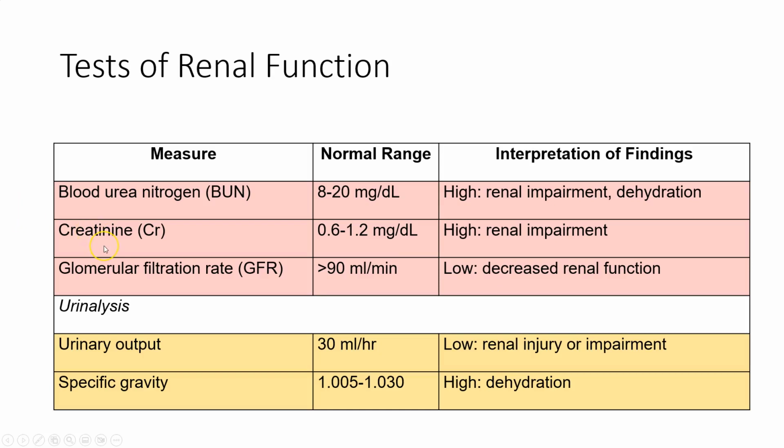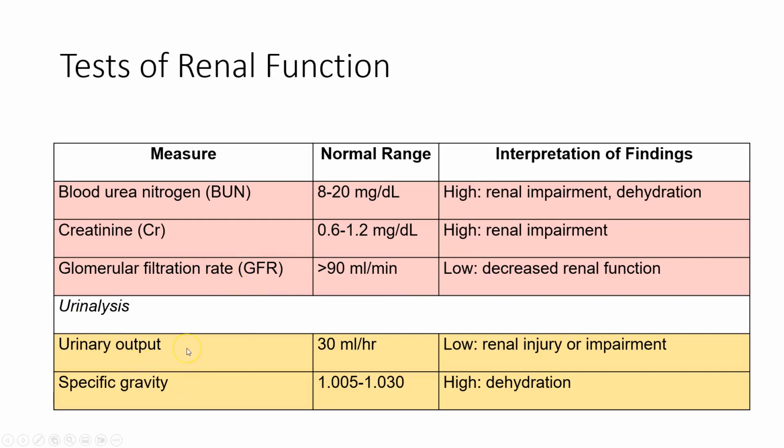We also look at the creatinine. Creatinine is a good indicator of renal impairment when it's high. We also look at the glomerular filtration rate. That's the volume of blood filtered through the glomerulus every minute. A normal glomerular filtration rate is around 90 milliliters per minute. And when that's low, that could indicate a decrease in renal function. In fact, glomerular filtration rate is often how we define kidney disease.